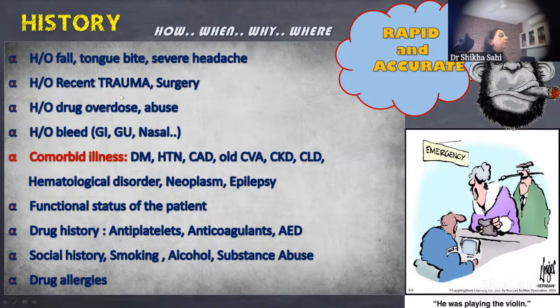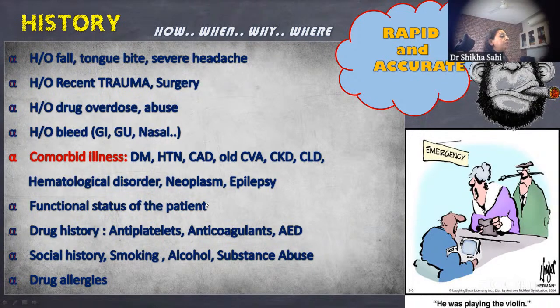So you have to ask about, in terms of thrombolysis, history of recent trauma, surgery, if yes, what kind, whether there is any chance of drug abuse or overuse, there is a history of GI bleed, comorbid illness, which can affect the investigations or the other things, how you will evaluate this patient.